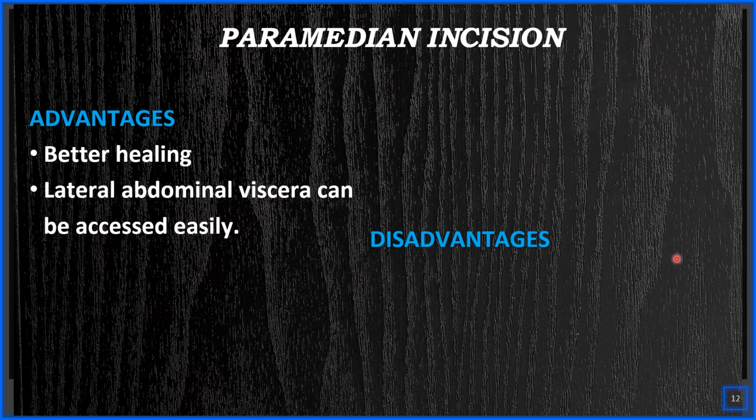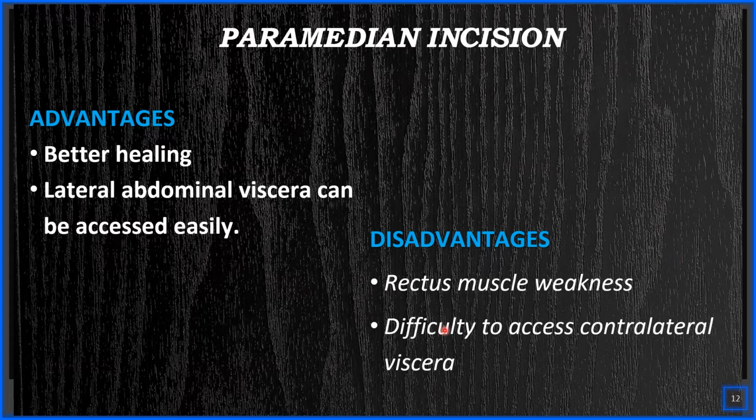But what are the disadvantages? The rectus muscle is retracted. There can be chances for rectus muscle weakness. We are going to cut through the anterior and posterior layer of the rectus sheath. The tendinous intersections are freed from the anterior layer. So that means there is a chance for rectus muscle weakness.